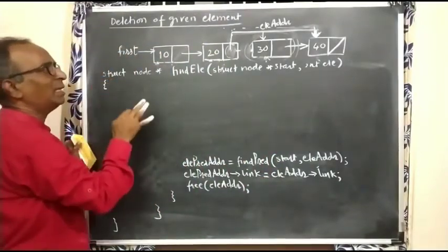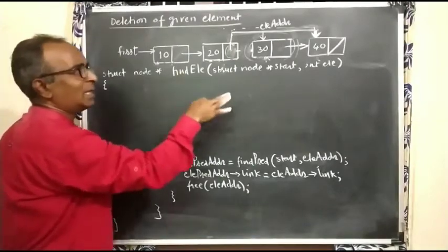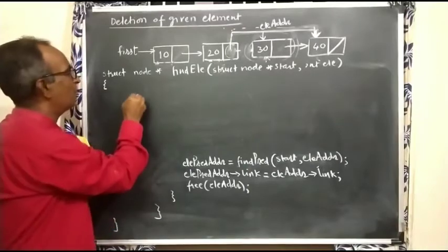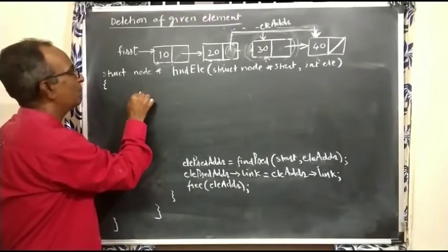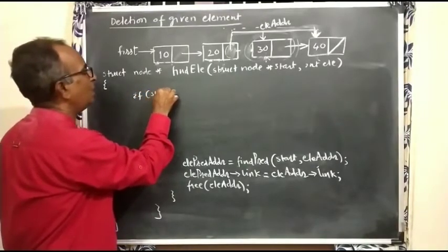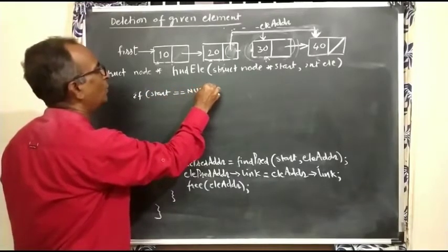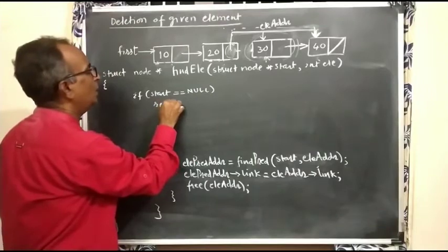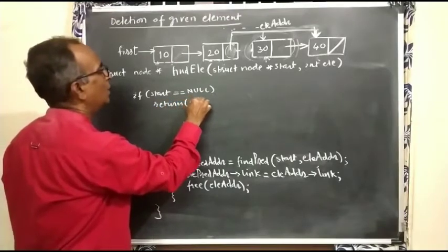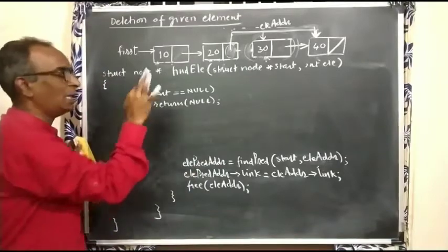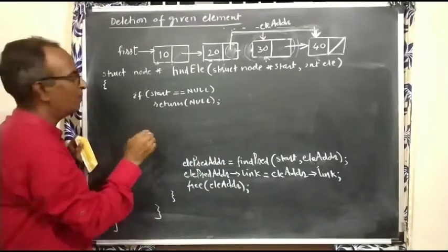What I'll do is very simple. In this case also, you have to check all cases. If the linked list is empty, if start is empty, what you have to return? Null directly, because when the element is not there in the list, we are returning null, right?